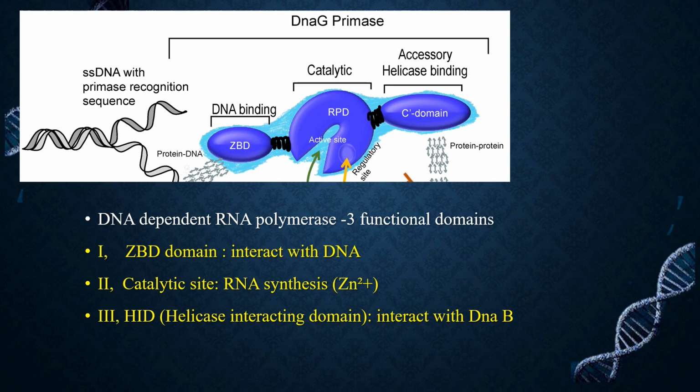DnaG, which is a DNA-dependent RNA polymerase, has three functional domains: domain 1, domain 2, and domain 3. Domain 1, which is a zinc binding domain, that is ZBD, interacts with the DNA, and domain 2 has a catalytic site where RNA synthesis occurs, and metal cofactors are present such as Zn2+, and domain 3 contains the helicase interacting domain, that is HID, which interacts with DnaB.